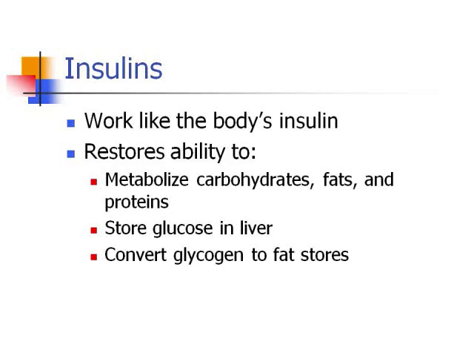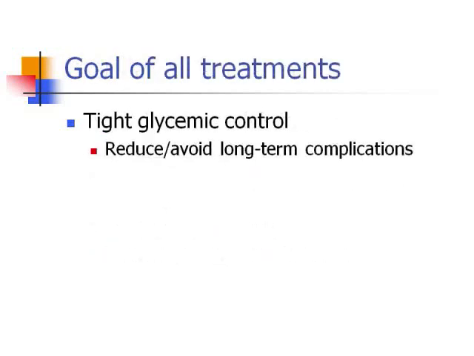Insulin, when we give it with a shot, works just like regular old insulin made by the body. It helps to restore the body's ability to metabolize carbohydrates, fats, and proteins. It helps the body store glucose in the liver, and it also helps to convert glycogen into fat stores for further use. The goal of all these treatments is to help someone maintain tight glycemic control and thereby reduce or avoid long-term complications.